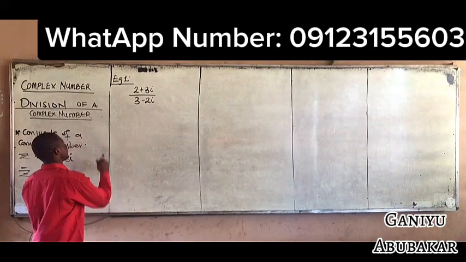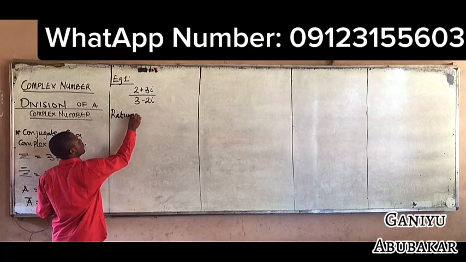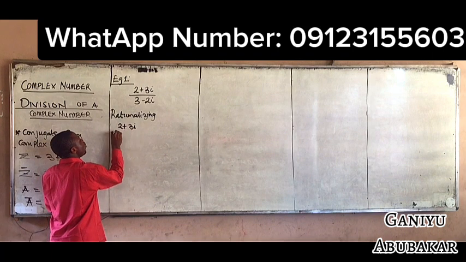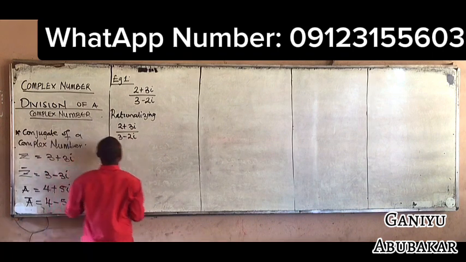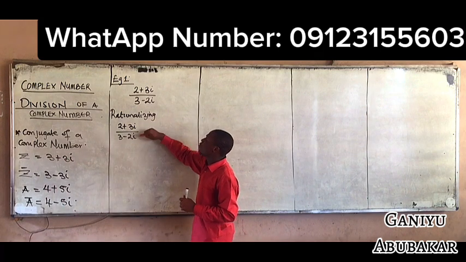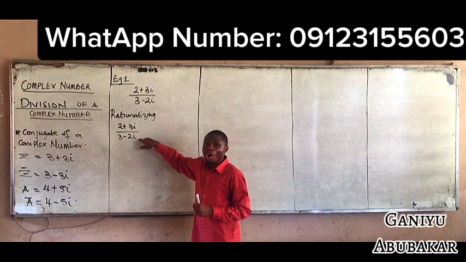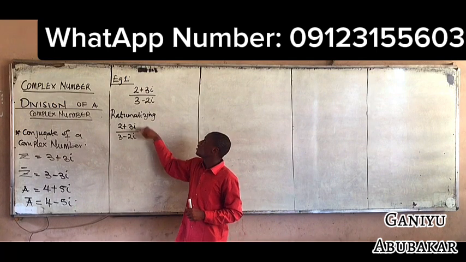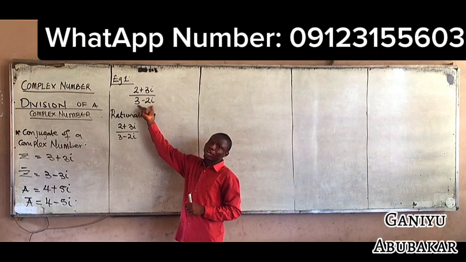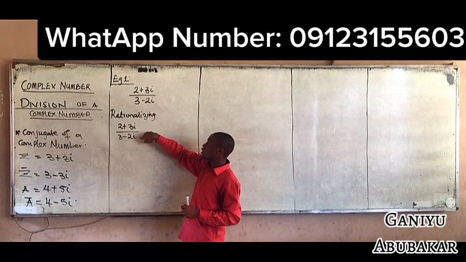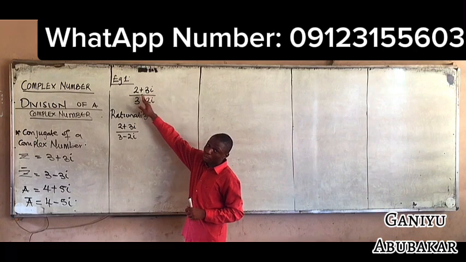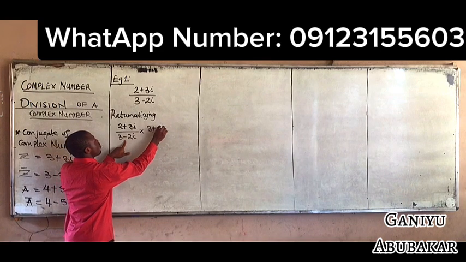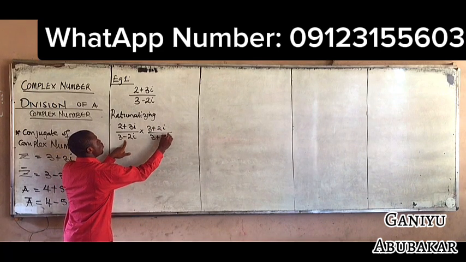Alright, let's rationalize this. So rationalizing, I will have 2 plus 3i all over 3 minus 2i. So I multiply numerator and denominator by the conjugate of the denominator, right? We said it's not proper for a complex number to have a complex number as denominator. So in that case, you have to rationalize. You rationalize this by taking the conjugate of what? The denominator. So the conjugate of this becomes 3 plus 2i all over 3 plus 2i.